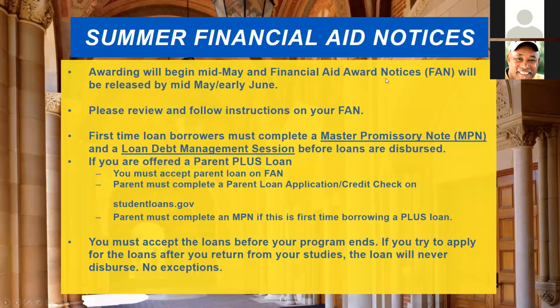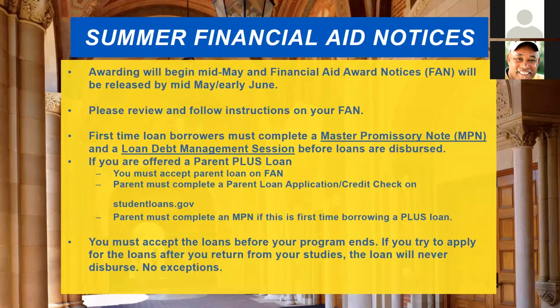Now, when you get the financial aid notification, the FAN, you're going to look it over and follow the instructions on it, because there are several questions we need to know to make sure that you've been awarded properly. For those students that are first-time loan borrowers, there will be instructions of what you need to do, but you need to complete a master promissory note, and you'll be completing a loan debt management session. Both of those will be on a federal website.